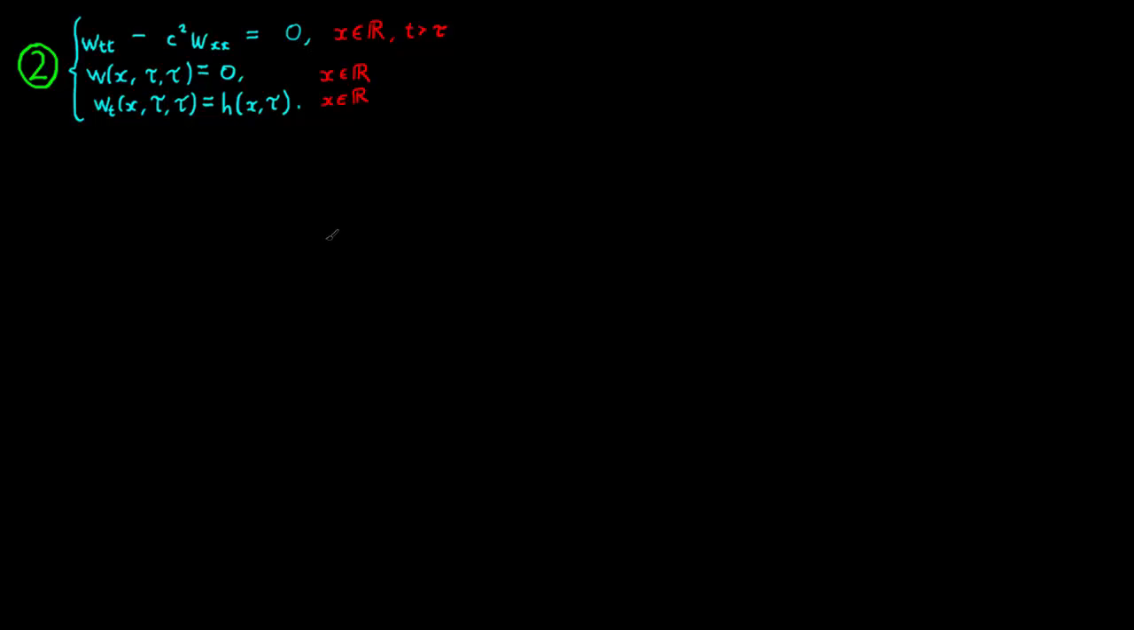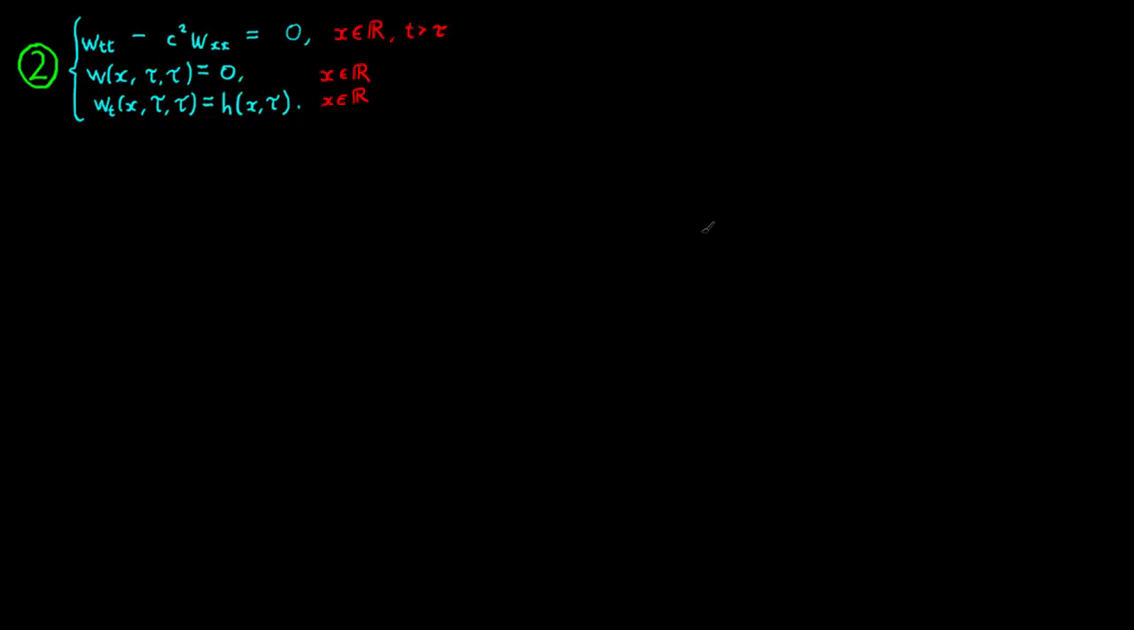It's the homogeneous wave equation, because we've got 0 on the right hand side here. We've got things that look like initial conditions, but instead of being for t equals 0, they're defined when t is equal to this parameter tau. So the second and the third arguments are equal here.